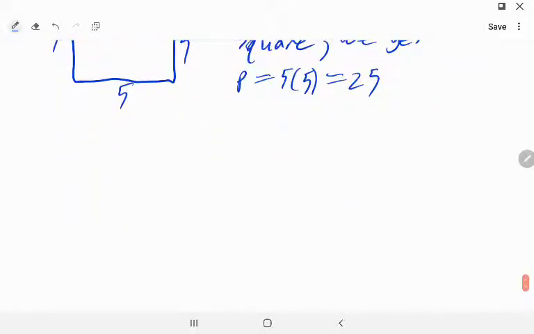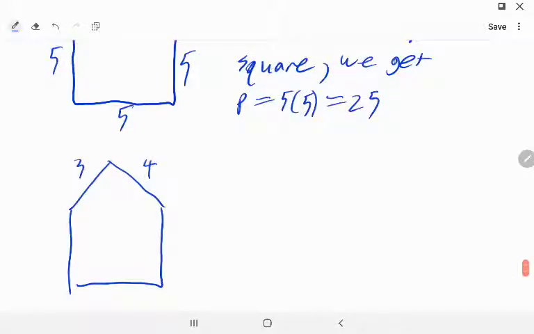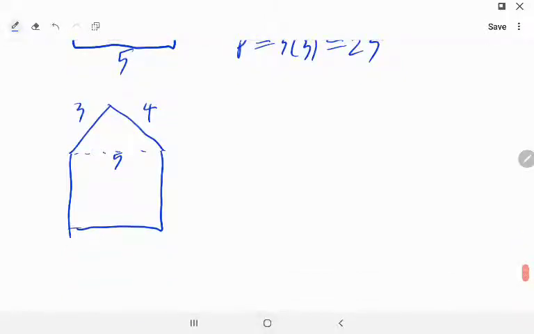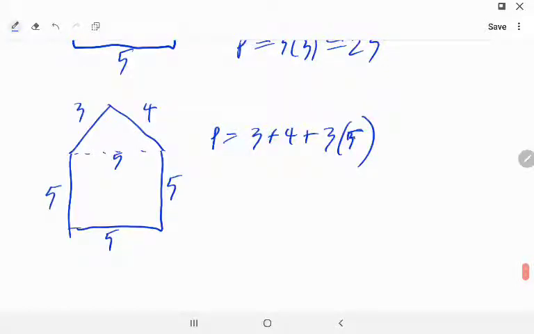If, on the other hand, we had a triangle that we didn't know, if we knew that it was 3 units by 4 units by 5 units, then our square would still have those 5s, but now our perimeter would be 3 plus 4 plus 3 times 5, because the square doesn't have a top, it just has that triangle on top of it. And so we end up getting 7 plus 15 is 22. And so we have to be careful about that.